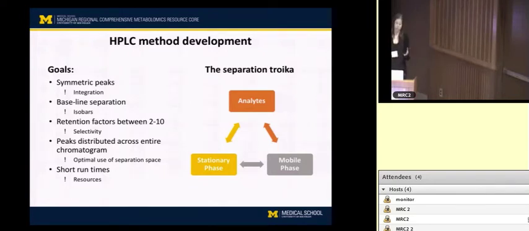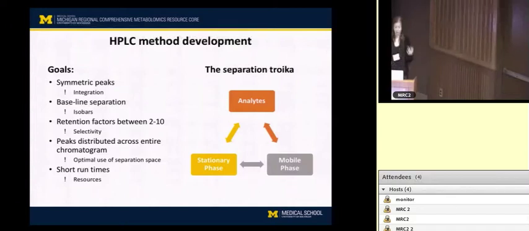Retention factors between 2 and 10, that is the retention time normalized by the void time that I showed earlier. Between 2 and 10 means that we want enough interaction between the stationary phase and the analyte to give the column the opportunity to chemically distinguish between the individual analytes. But at the same time, we do not want our separation to be extremely long, because that would be a waste of time and resources. And then finally, we want all our peaks of interest to be distributed over the entire chromatogram, and not all of them to come out at the front or to be retained until the very end of the analysis.